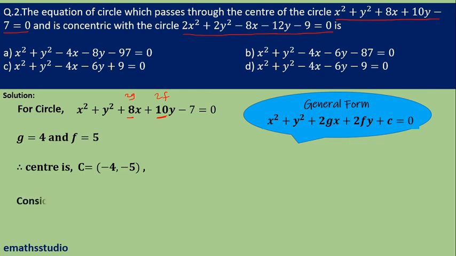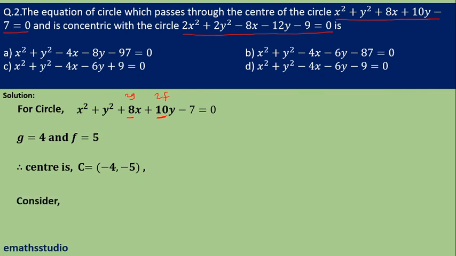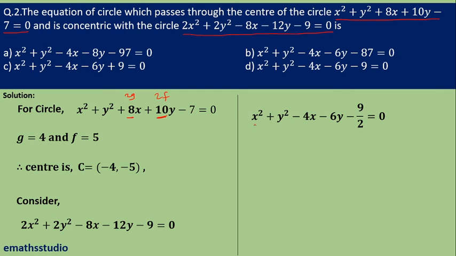Now consider another equation of a circle, which is 2x square plus 2y square minus 8x minus 12y minus 9 is 0. Now for this circle, I'm dividing first by 2. So the equation becomes x square plus y square minus 4x minus 6y minus 9 by 2 is 0.